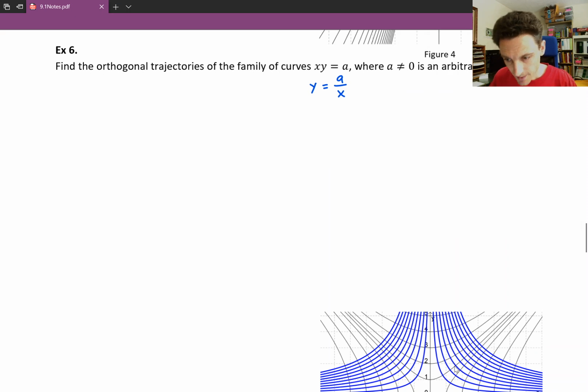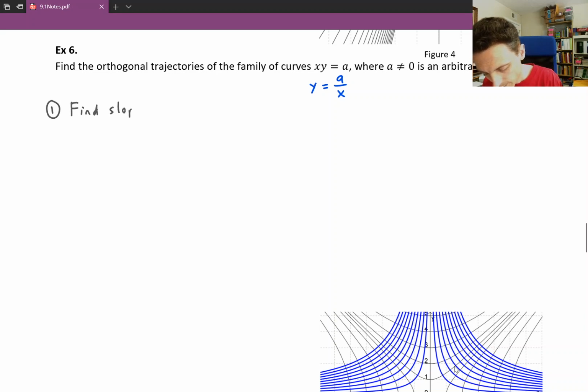So we'll take this in 3 steps. The first step, we're going to find the slopes of the original family of curves. The slopes mean dy/dx.